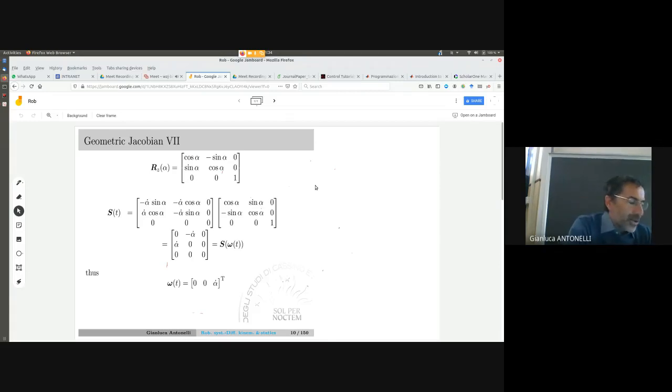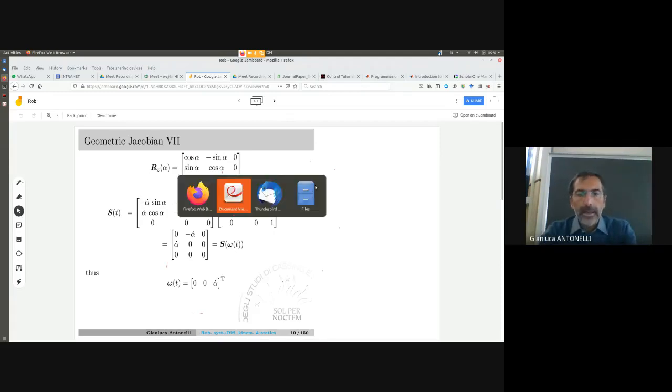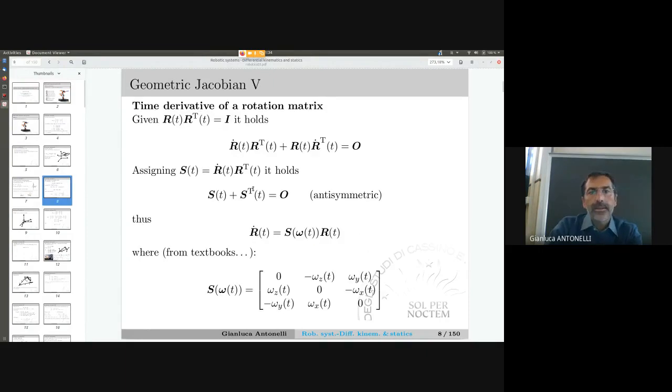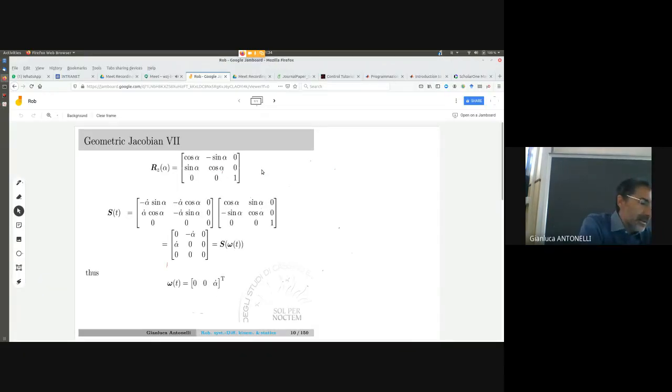Now, what is the operation that I have to do? Well, basically, I know that S is equal to R dot multiplied by R transpose. So I need to compute R dot symbolically. And this is the time derivative of cosinus of alpha. I hope I don't have to go into the detail. This is the derivative of a function of a function. So the time derivative of cosinus is minus sinus, and the time derivative of alpha is alpha dot. Of course, here I have zero, because it's the time derivative of a constant. And this guy here is the transpose of this. This is R transpose.